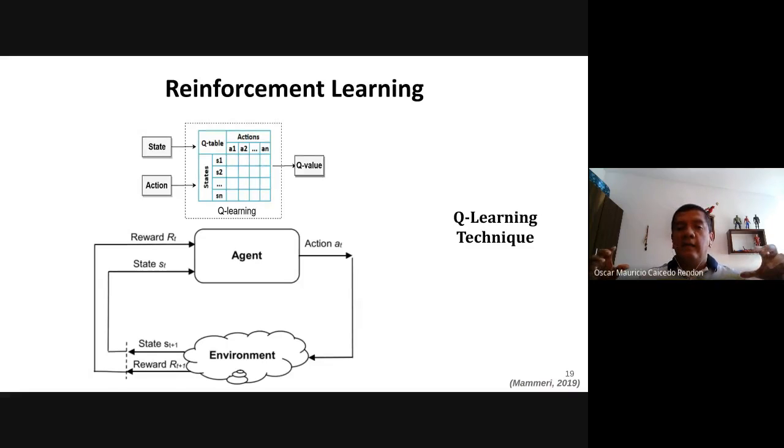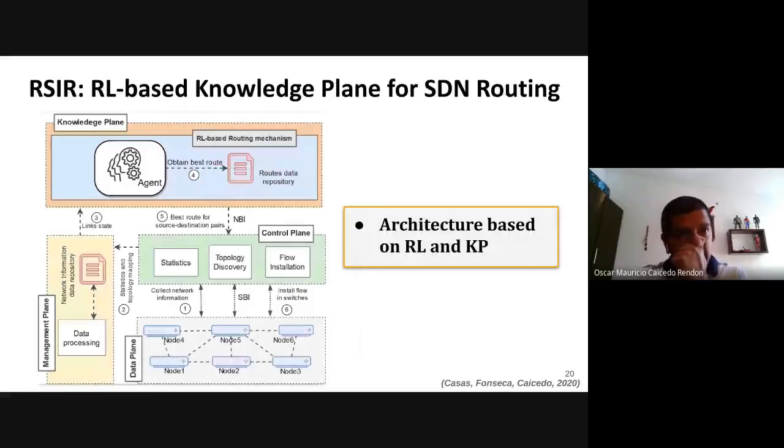The idea is that the agent visits all action-state pairs, and the action that the agent can execute is going to lead the environment to a state, and the environment is going to give a reward, and this information is stored in this Q table. The main idea is to select the action that maximizes the reward. Then, considering the concept of software-defined networking, the concept of knowledge-defined networking, and the concept of reinforcement learning, we propose a solution that is called RSIR.